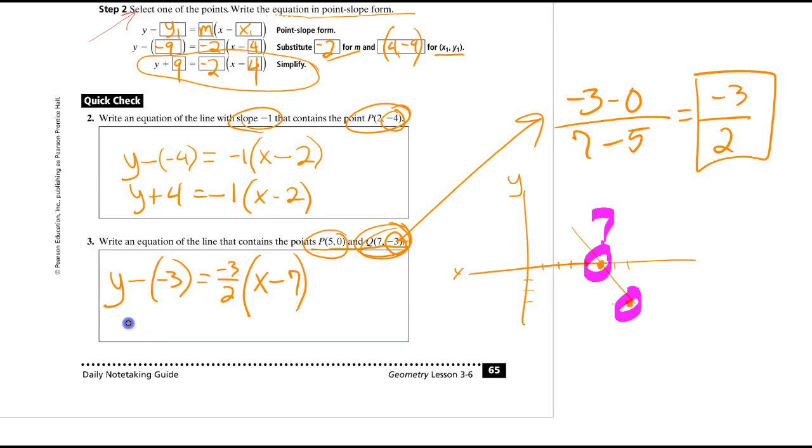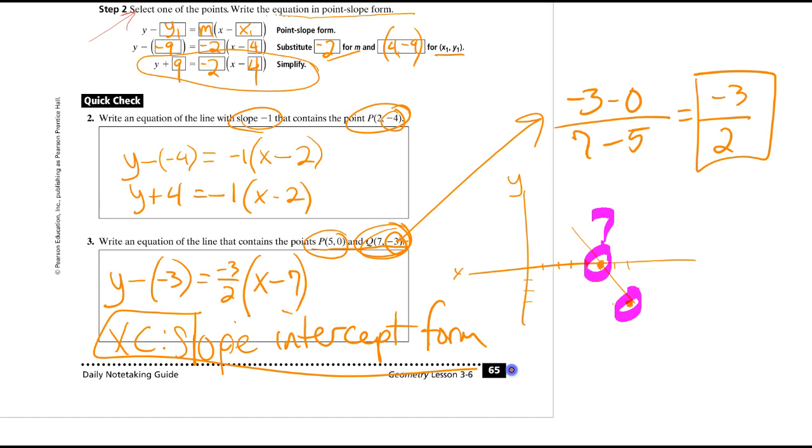For extra credit, rearrange this a little bit, do some distributive property, and make it into slope-intercept form. Let's try spelling these things right. Slope-intercept form. So there's your bonus assignment for your notes, to write this thing in slope-intercept form.